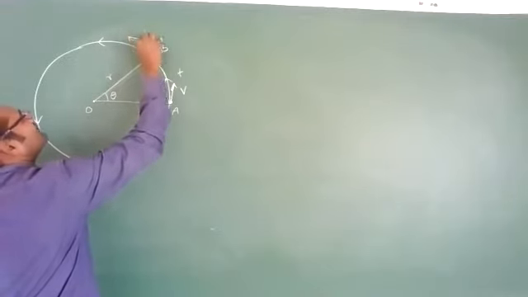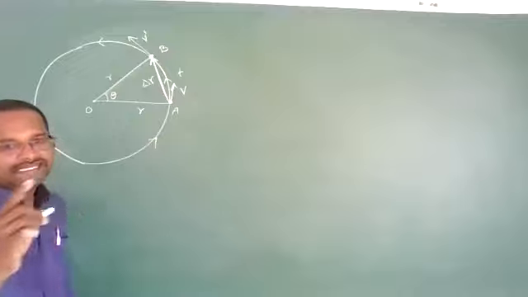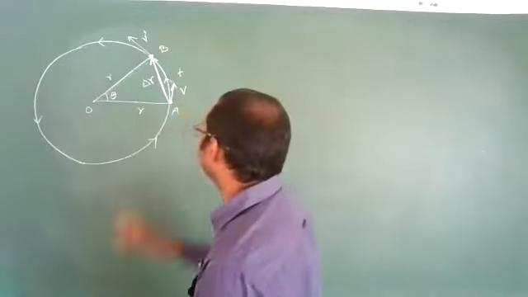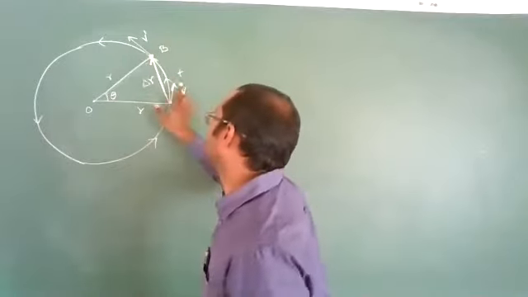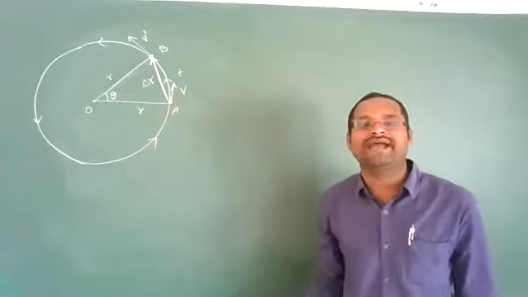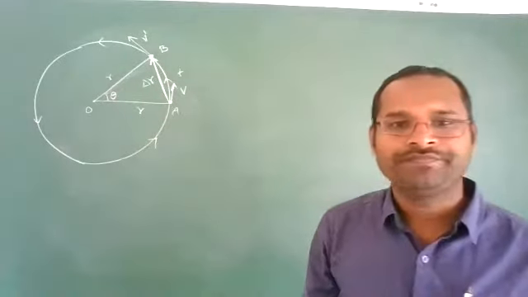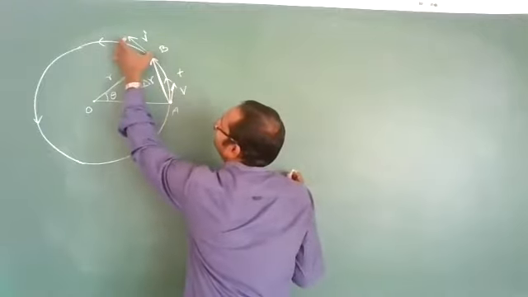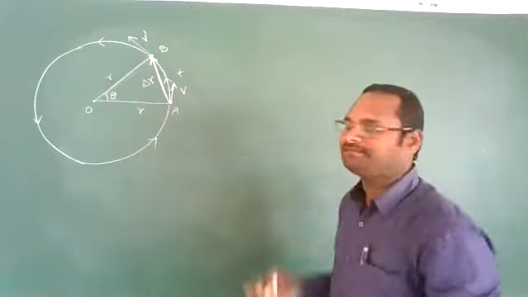Why am I calling this V dash? Because even though its speed is the same, the direction has changed, from this direction to this direction. Since the direction has changed, I show the change in direction with the V dash. Clear? Now I am trying to join this vector and this vector.